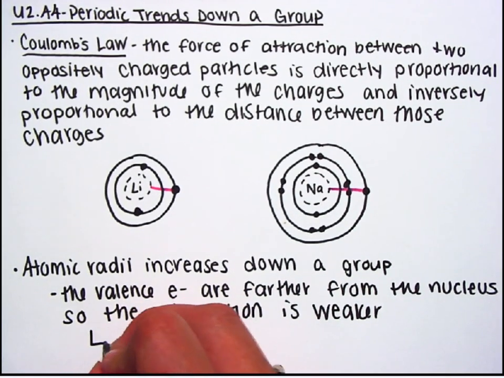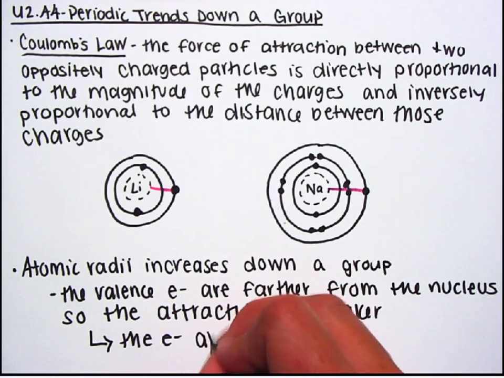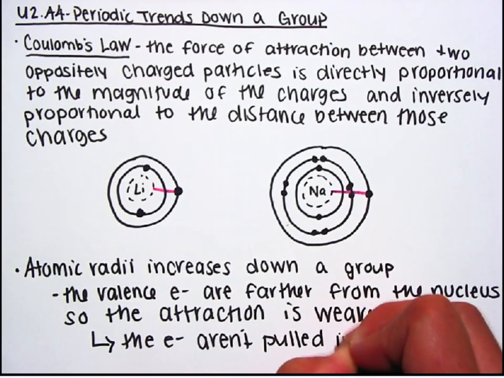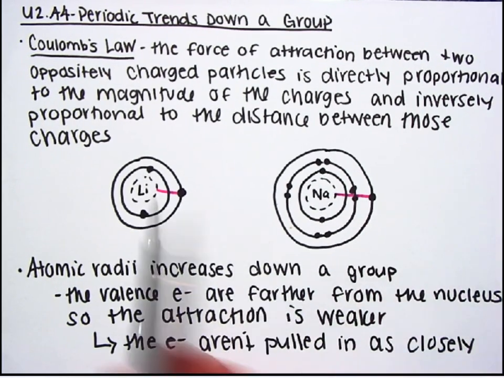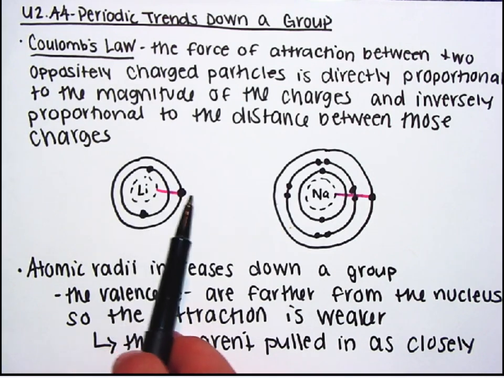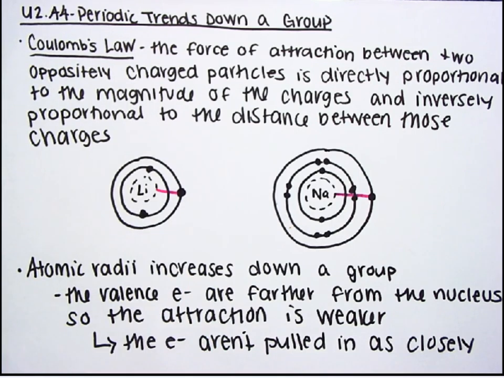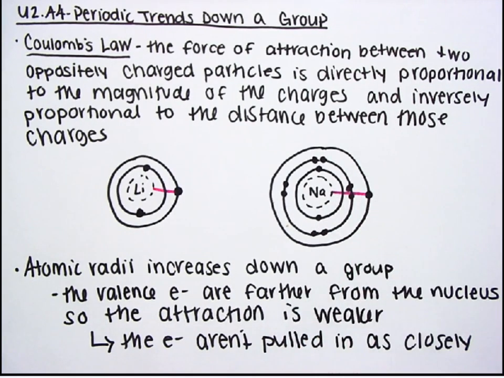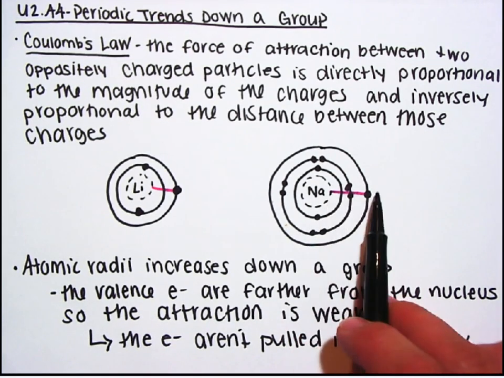Since that attraction is weaker, the electrons aren't pulled in as closely. If we have a stronger attraction between our nucleus and the valence electrons, those electrons get pulled in tighter, meaning the atomic radius is going to go down. As those electrons get farther away, the attraction gets weaker, meaning those electrons aren't pulled in as tightly, so we're going to see a larger distance.